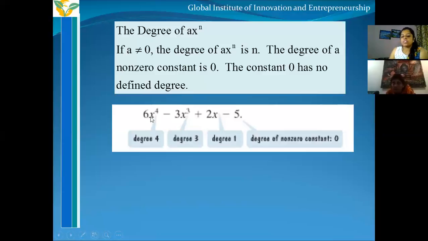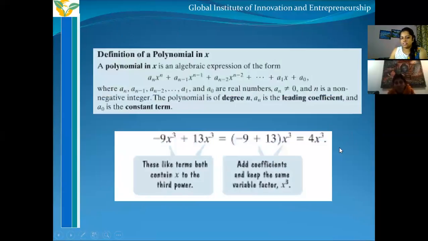So 6x raised to 4 minus 3x cubed plus 2x minus 5 is a given polynomial. What is this 6 called? This 6 is called the coefficient of x with a degree of what? 4. And 3 is called the coefficient of degree x cube. And 2 is called the coefficient of degree x raised to 1. And 5 is a non-zero constant, whose degree is 0.